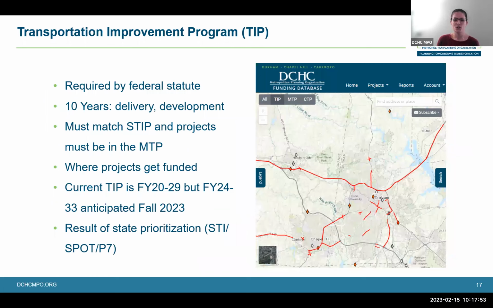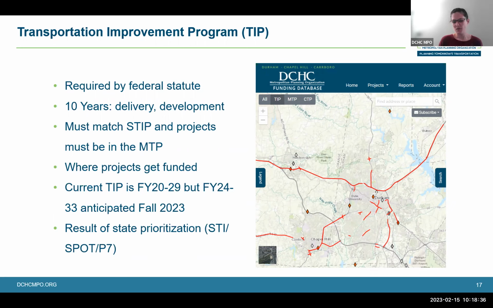The Transportation Improvement Program is also required by federal statute. It is a 10-year document. The first 6 years are the delivery TIP, and then the last 4 years are the developmental TIP. Sorry, the TIP is part of the STIP, and we'll go through that momentarily. But essentially, it's 10 years. The first set of projects are committed projects, and the second set of projects are developmental projects that get prioritized when the next set of documentation is adopted. But we'll go through that a little bit later as well.